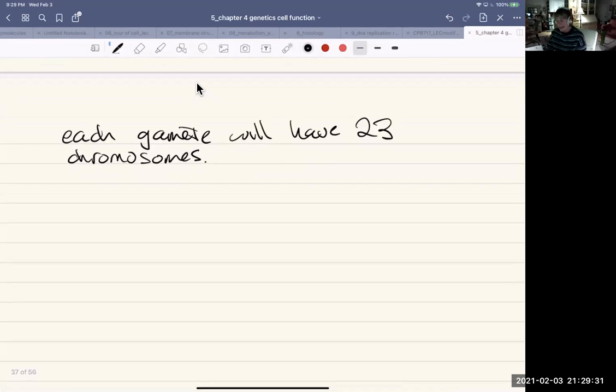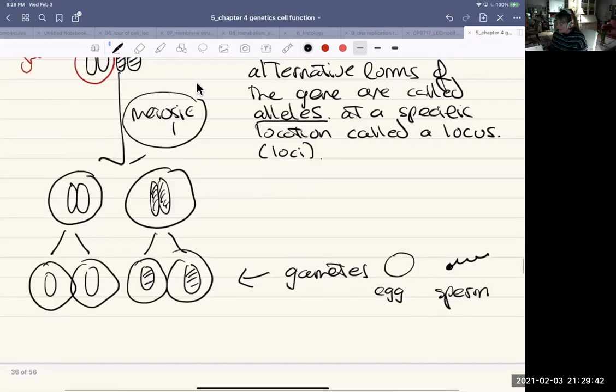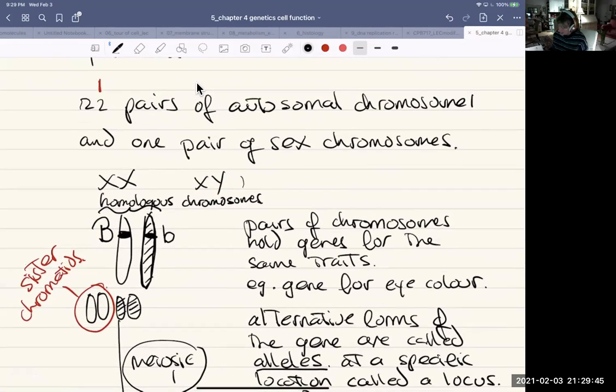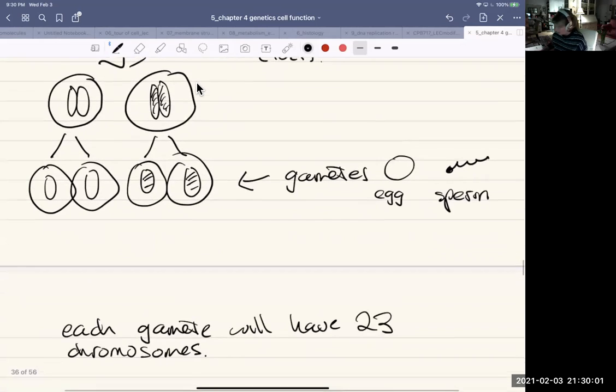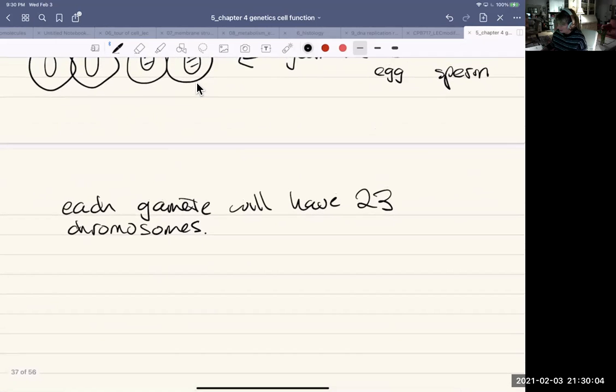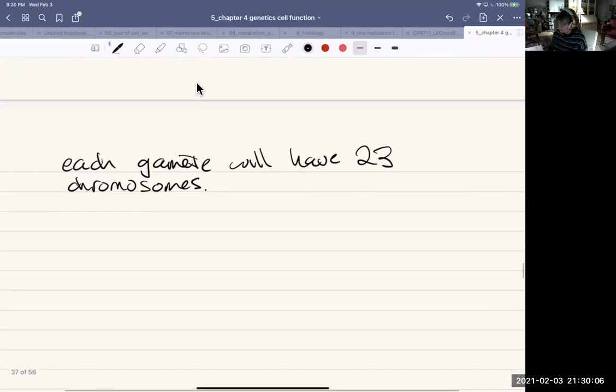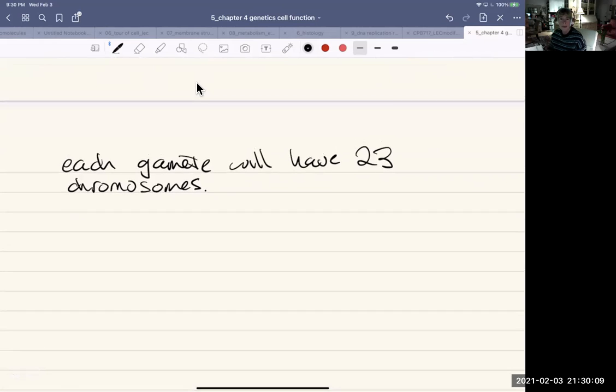So when you're looking at fertilization, you're doing what's known as a cross. A cross. So in this case, our adult has the genotype Big B, little b. That's the genotype. So we'll just look at one chromosome at the moment.